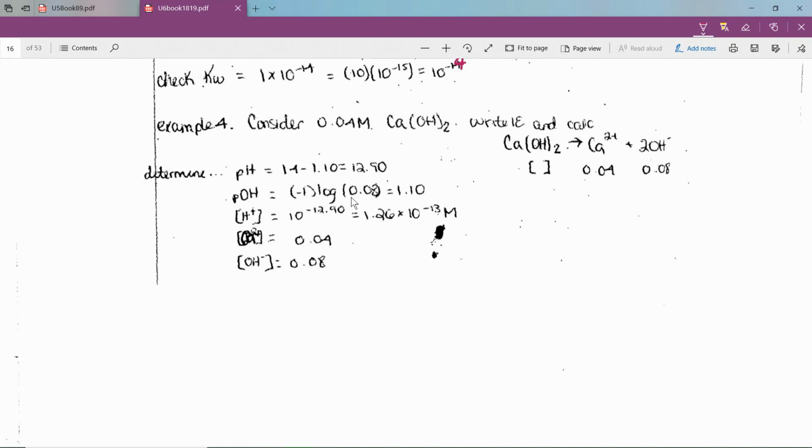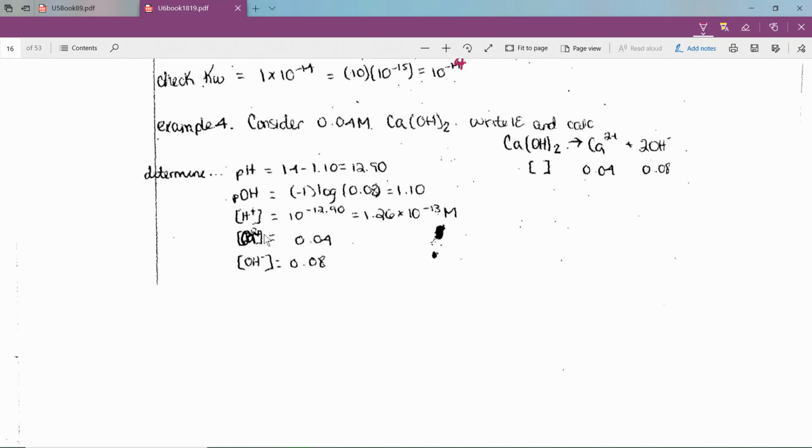So the pH is, well, I'm not going to get that first. I'm going to get the pOH first because I got the hydroxide in there. So minus 1 times the log of 0.08, which is 1.1. So then the pH is 14 minus 1.1, which is 12.90. That makes sense. It's a base. The pH should be more than 7. And then the H+ is 10 to the minus pH, 10 to the minus 12.9. So 1.26 by 10 to the minus 13 molar.